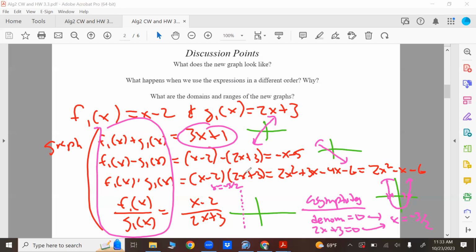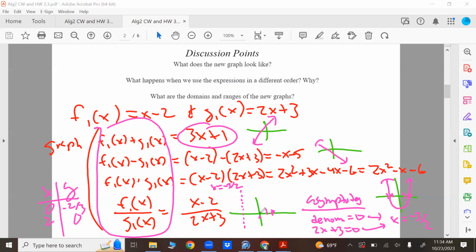You can make a table if you want. Like, what if I were plugging in 0, for example? If I plug in 0, what do you get? Negative 2 over 3. Okay, so probably over here. What if I plug 2 in? What does the top become, guys, if I plug 2 in? 0 over 7, so 0. Okay.